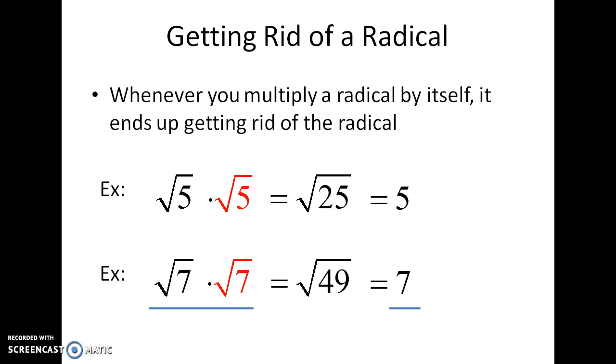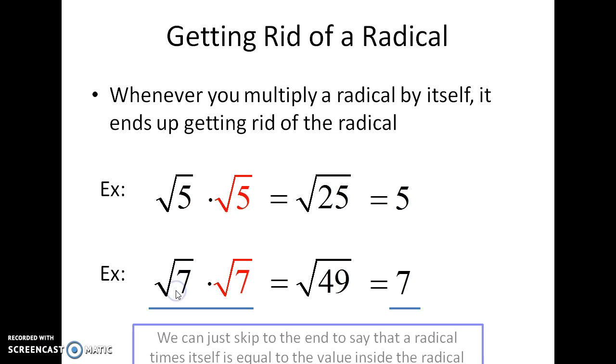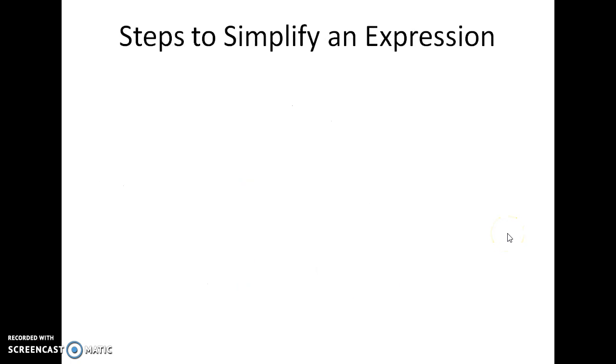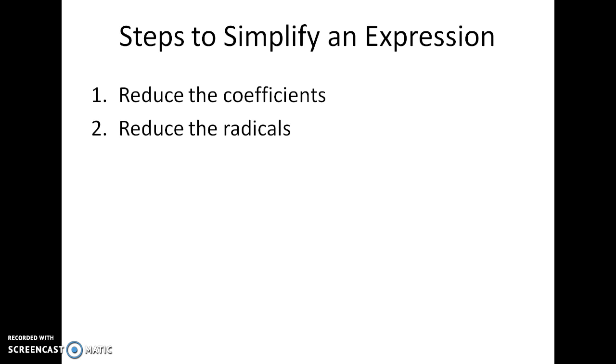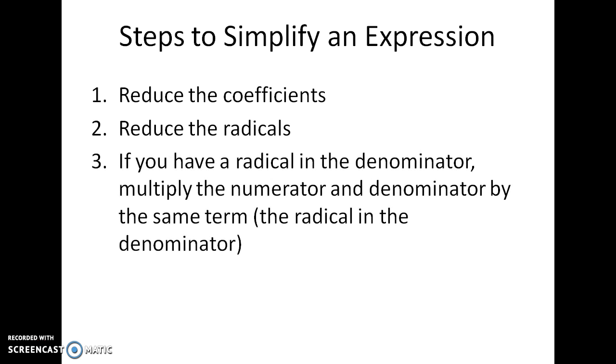In general, we can just skip from this step to this one and say that when you multiply a radical by itself, you end up getting whatever expression is inside the radical sign. So root 7 times root 7 is 7. Root x times root x is equal to x. That's important because when you're going to simplify an expression, you start by reducing the coefficients, next reduce the radicals, and third step, if you have a radical in the denominator, you have to multiply both the numerator and the denominator by the same thing, and that thing is the radical in the denominator.